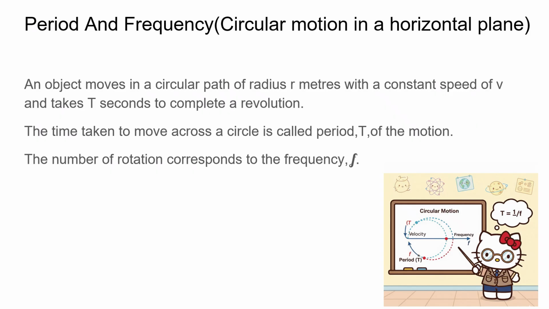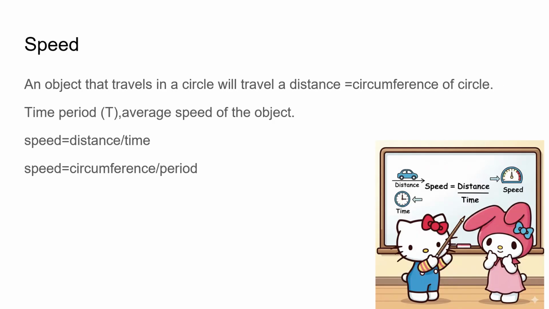An object moves in a circular path of radius r meters with a constant speed of v and takes T seconds to complete a revolution. The time taken to move across a circle is called its period, capital T, of the motion. The number of rotations corresponds to the frequency, f. We know speed is equal to distance over time. Here, speed is equal to circumference over period, where of course period is denoted by capital letter T.